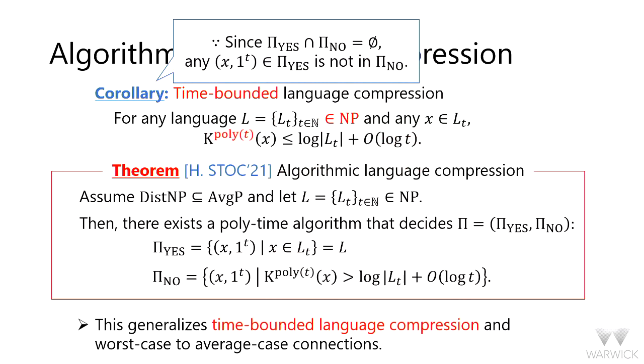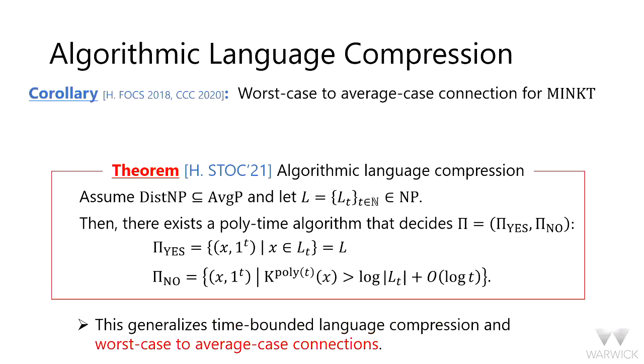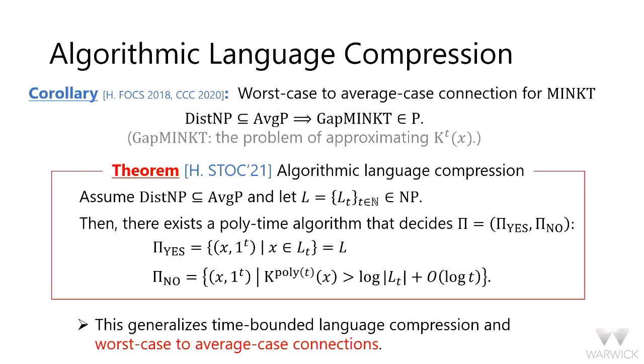So basically, language compression says that yes instances and no instances can be separated, but not only that, this result tells you that there's a polynomial time algorithm that separates yes instances and no instances. And actually, this polynomial time algorithm can be seen as a worst case to average case reduction for min kt. Min kt is the problem of computing time-bounded Kolmogorov complexity. And as a corollary, we get a worst case to average case reduction not for MCSP, but for this min kt.